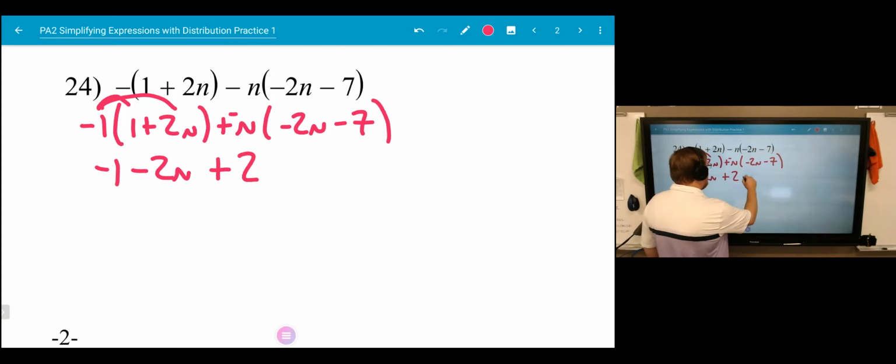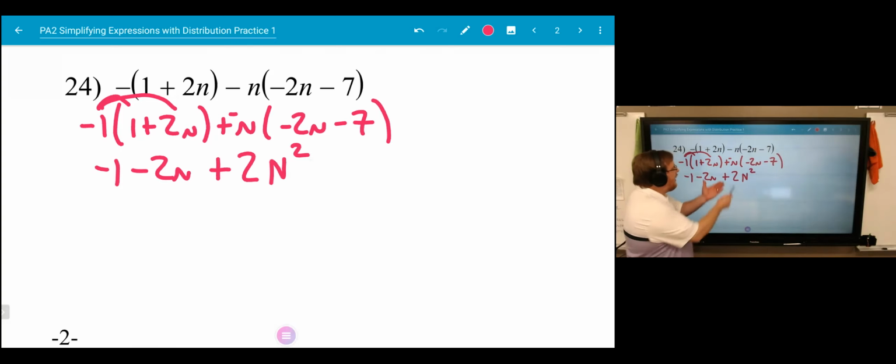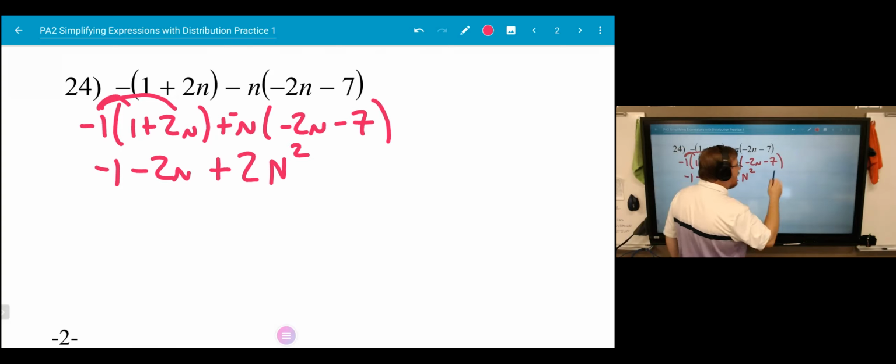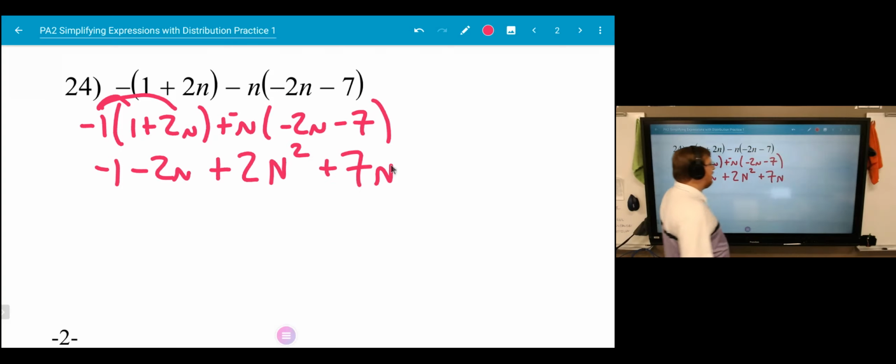We can call it whatever we want. The more common way to say this is n squared. And then here you've got -n times -7. So a negative times a negative is a positive, and then 7 times n is 7n.